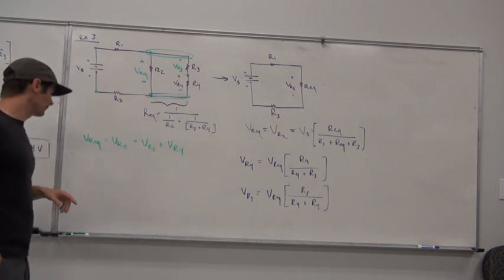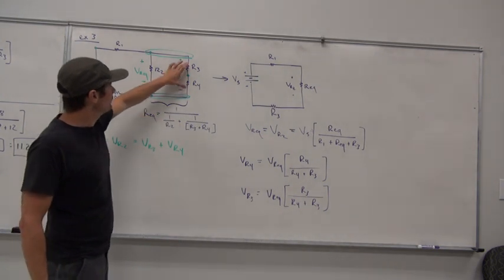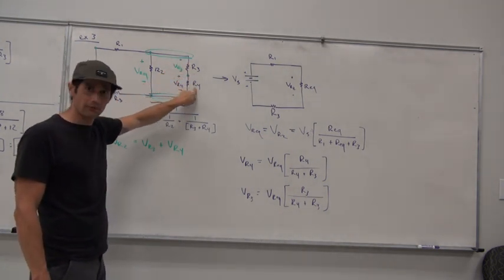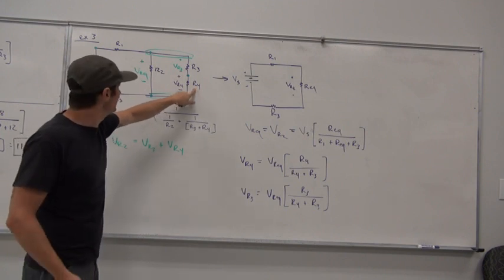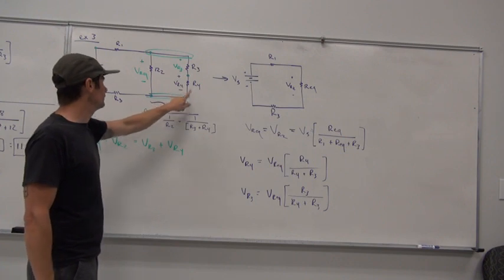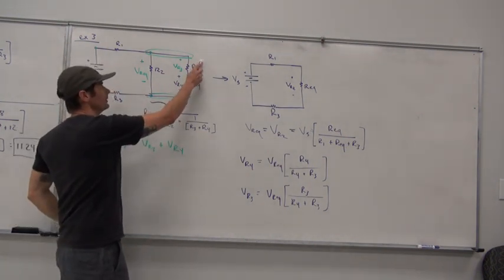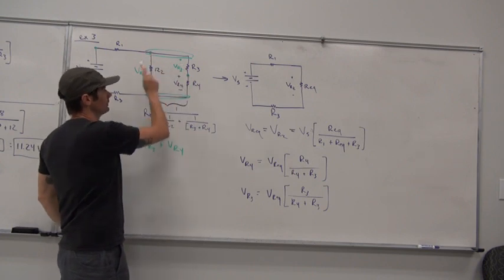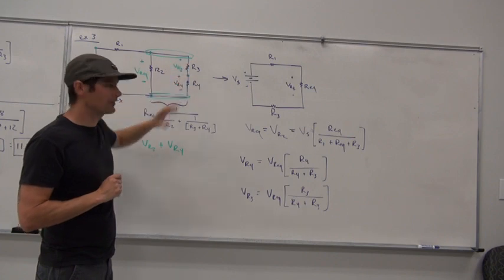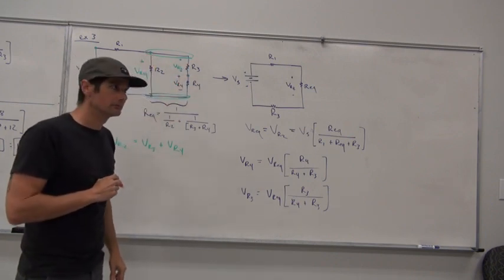Now, the thing that I want to really point out to you guys is that if we look here, these two elements are in series with each other, but that combination, R3 plus R4, because of that series relationship, is in fact in parallel with R2. The bottom node of R4 is the same as the bottom node of R2. The top node of R3 is the same as the top node of R2. So in fact, these two series elements, their combination is in parallel with R2.